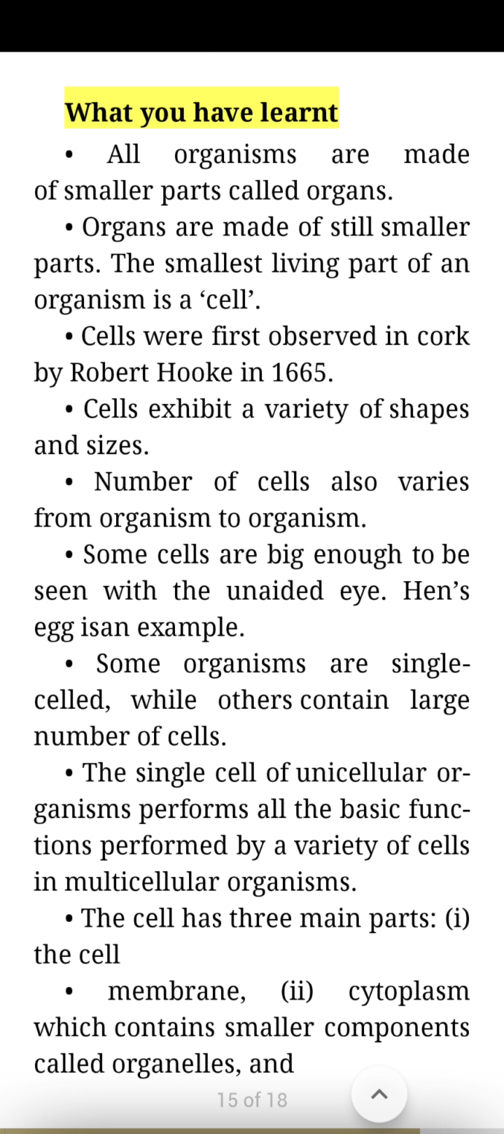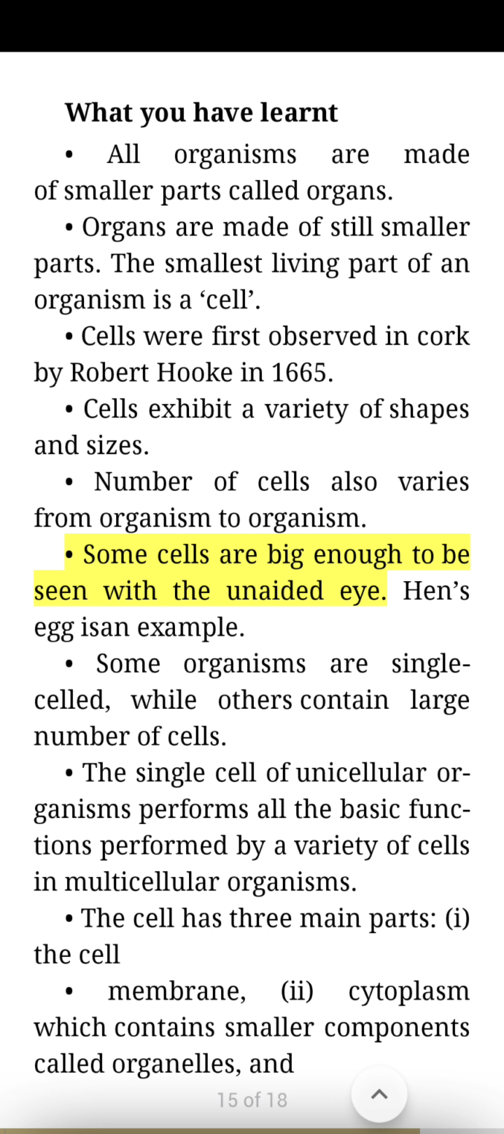What you have learnt. All organisms are made of smaller parts called organs. Organs are made of still smaller parts. The smallest living part of an organism is a cell. Cells were first observed in cork by Robert Hooke in 1665. Cells exhibit a variety of shapes and sizes. Number of cells also varies from organism to organism.